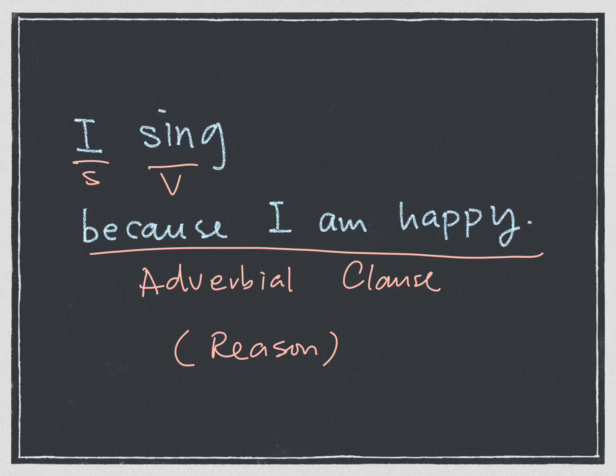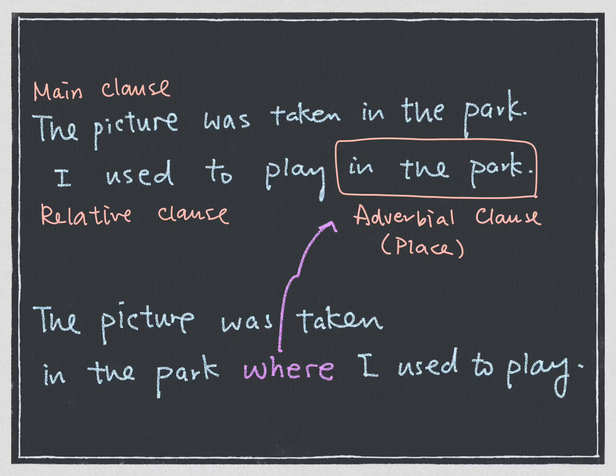And so, if we want to replace these adverbial clauses to form a relative clause, then we'll use the double-H words where, when, and why to replace them and form a relative clause. So take a look at these two sentences. The picture was taken in the park. I used to play in the park. So let's set one sentence as the main clause and make the other one into a relative clause. And then we'll use the double-H word to replace the adverbial clause.